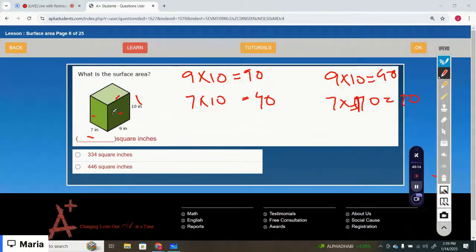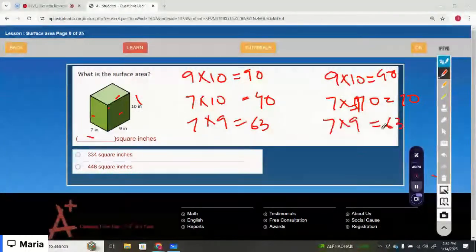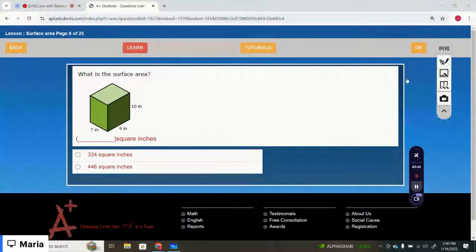And now this one, that is 7 and that is 9. 7 times 9 is 63, and the same on the other side. You just have to add all the measurements, right? That is 446 square inches.